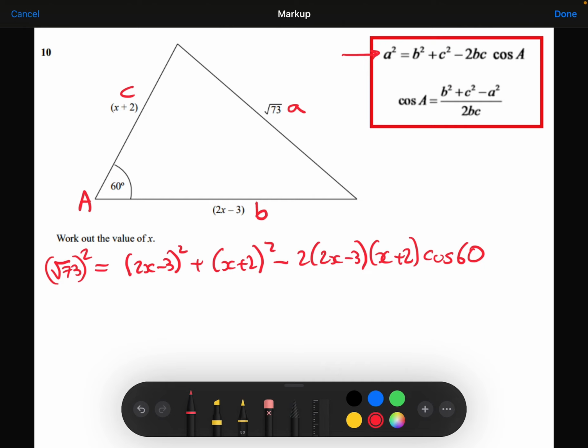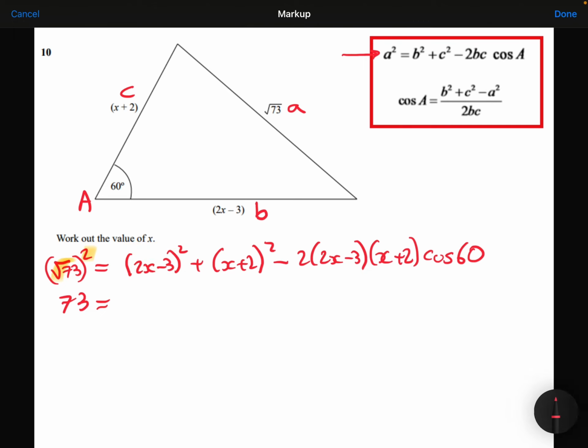Right, let's try and simplify a few parts here then. So the square root of 73, when I square it, would just be 73. Now, when I expand this, I'm going to do this the long way. If you can do this straight away, then fantastic. But I'm just going to show you how you can do 2x minus 3 the long way. 2x minus 3 squared, sorry.